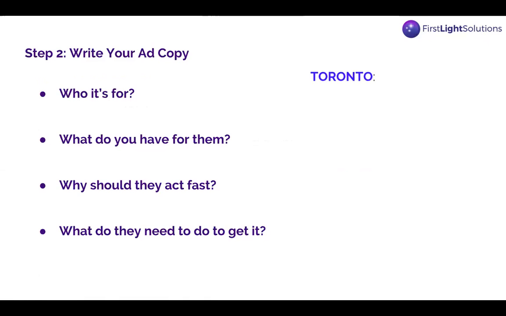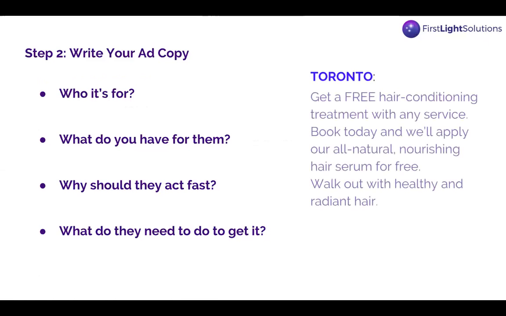And the second question is, what do you have for them? And this is the offer. And here you say, get a free hair conditioning treatment with any service. Book today and we'll apply our all-natural nourishing hair serum for free. Walk out with healthy and radiant hair. So you explain the offer, and then you go into some of the benefits. For example, you walk out with healthy and radiant hair, so they can start visualizing what the offer is going to do for them. So that's important. You have to include some of that language so they can picture how the offer is going to help them.